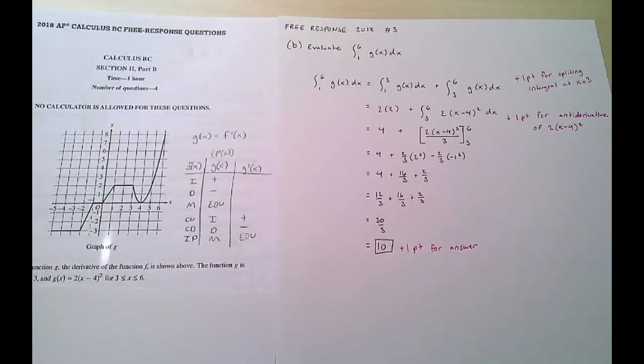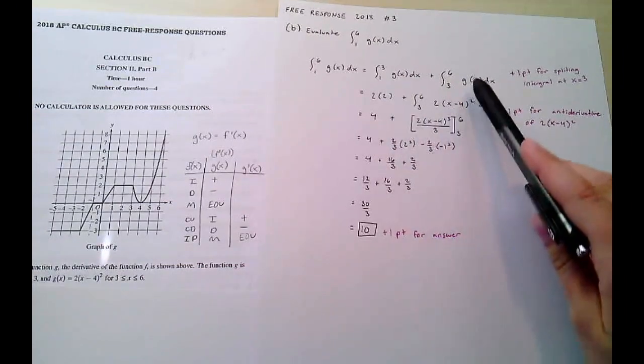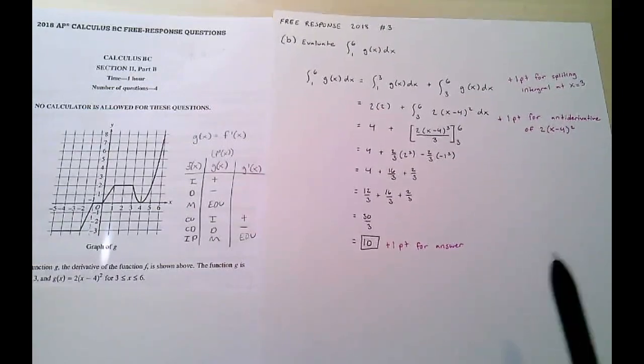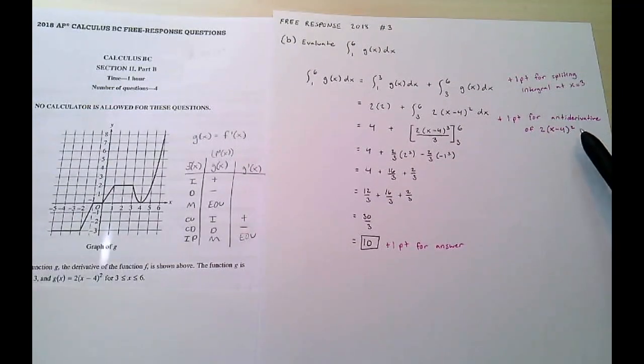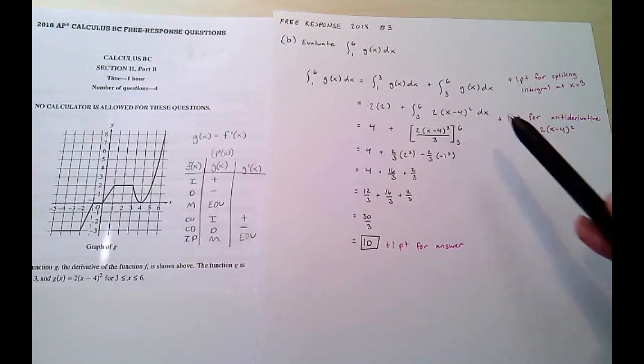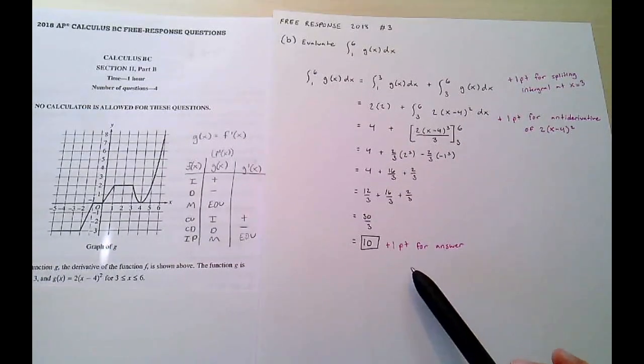You can get 1 point for splitting the integral at x equals 3, which would be right here, this step. You can get 1 point for the antiderivative of 2 parentheses x minus 4 squared, which would be right here. And then lastly, you would get 1 point for the answer.